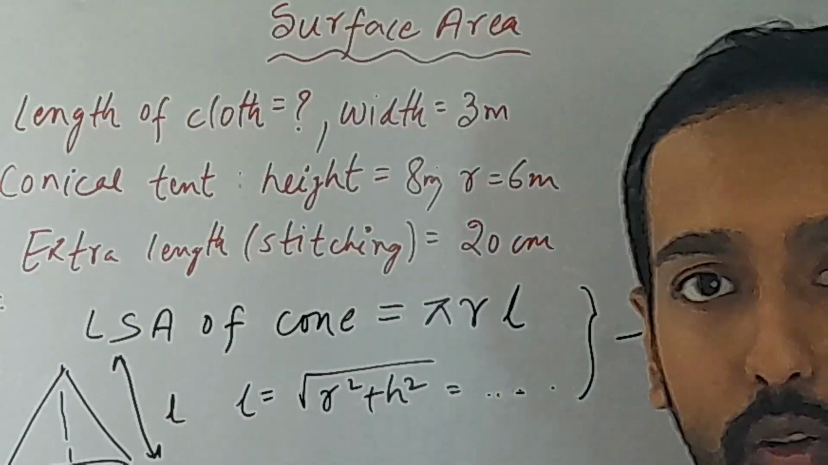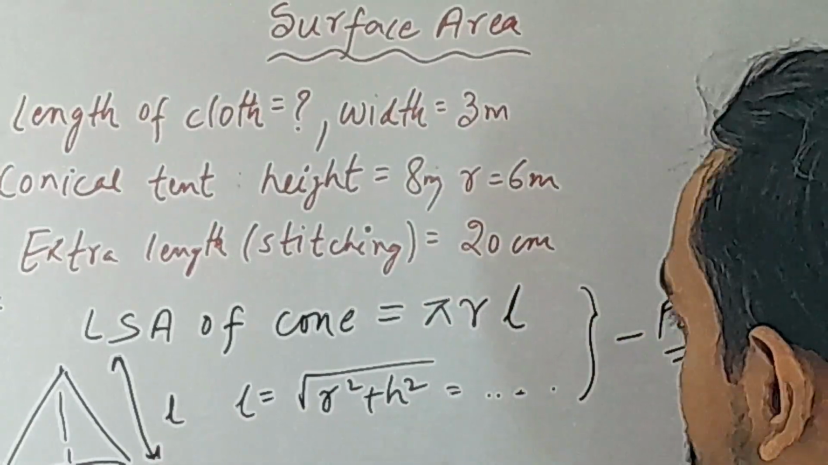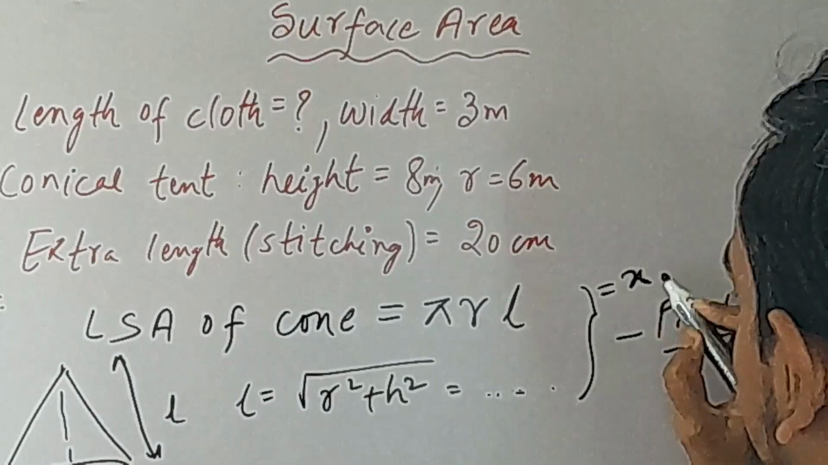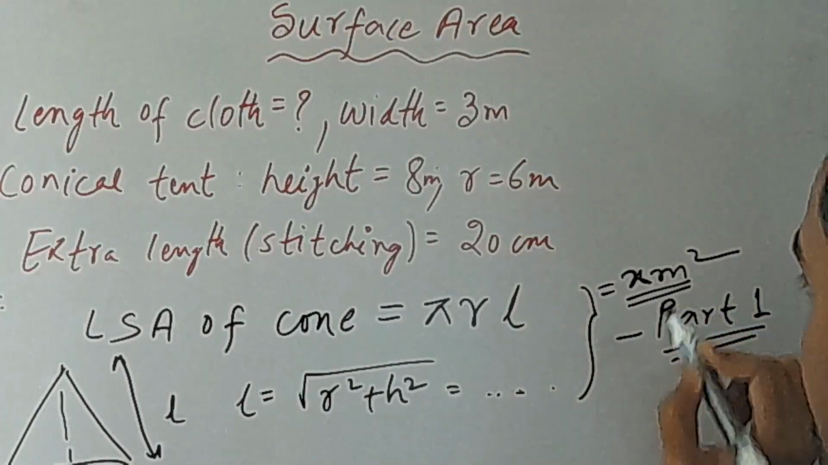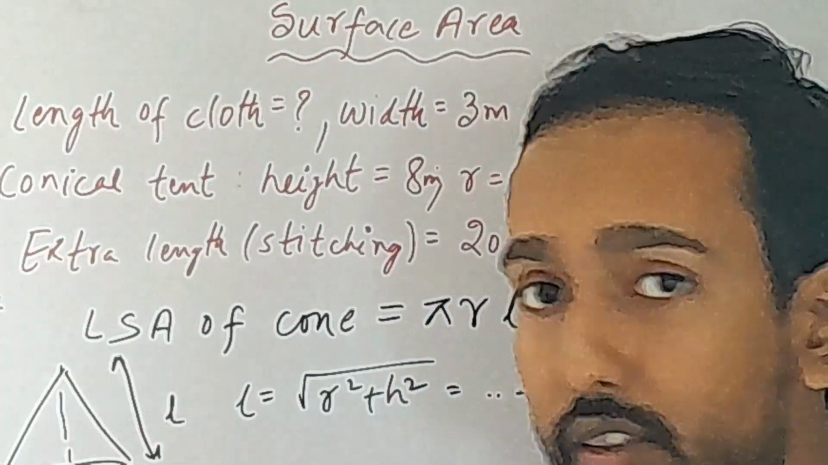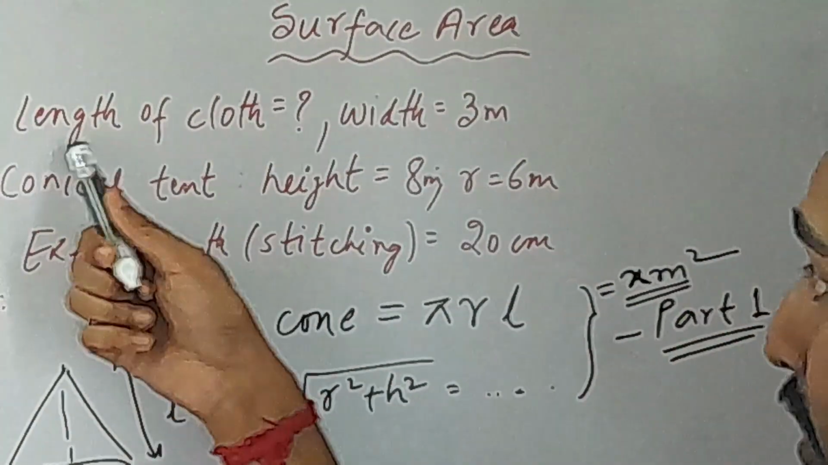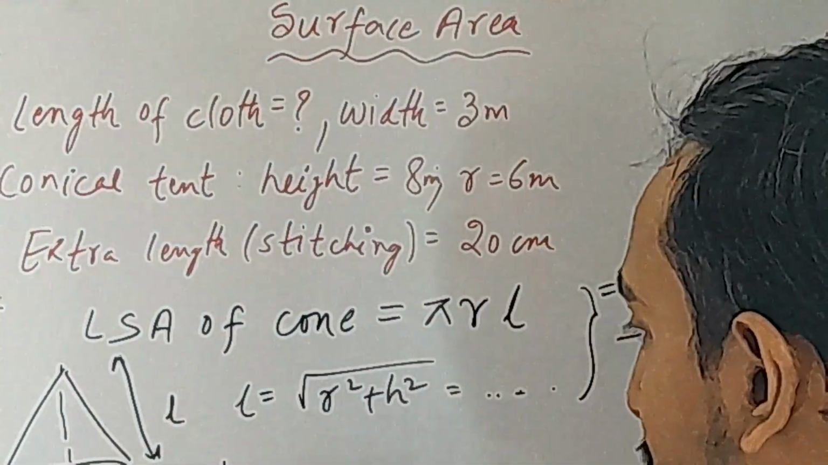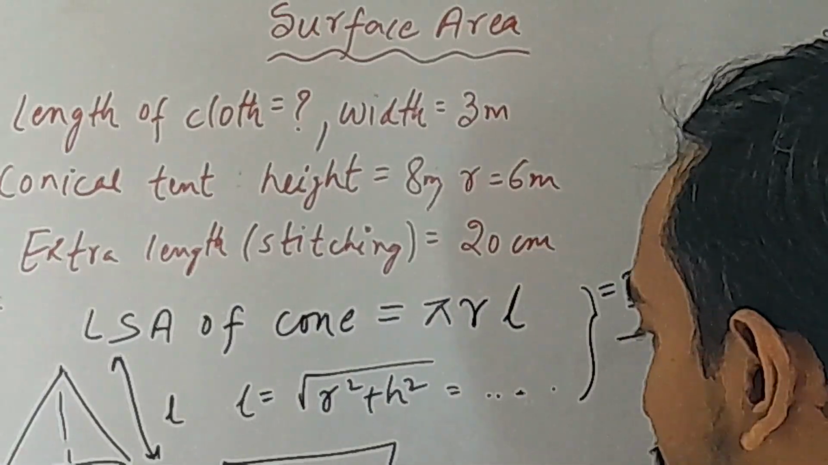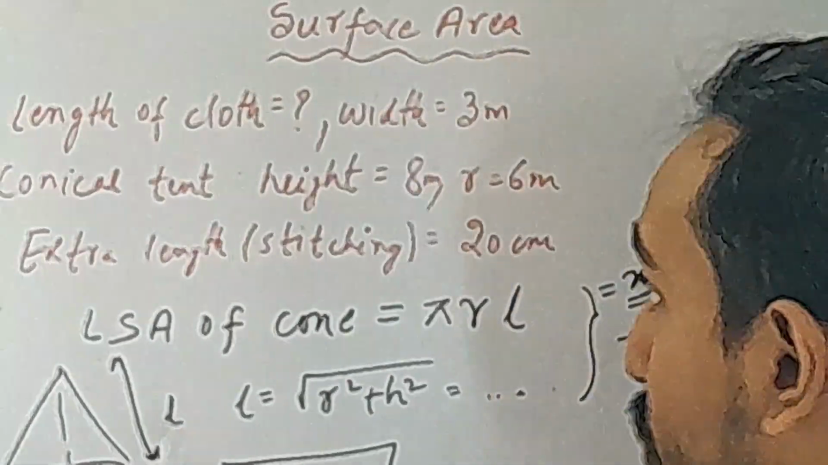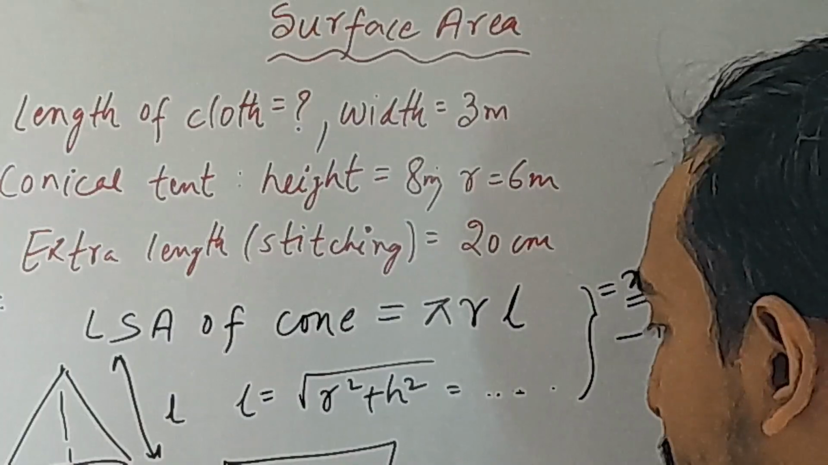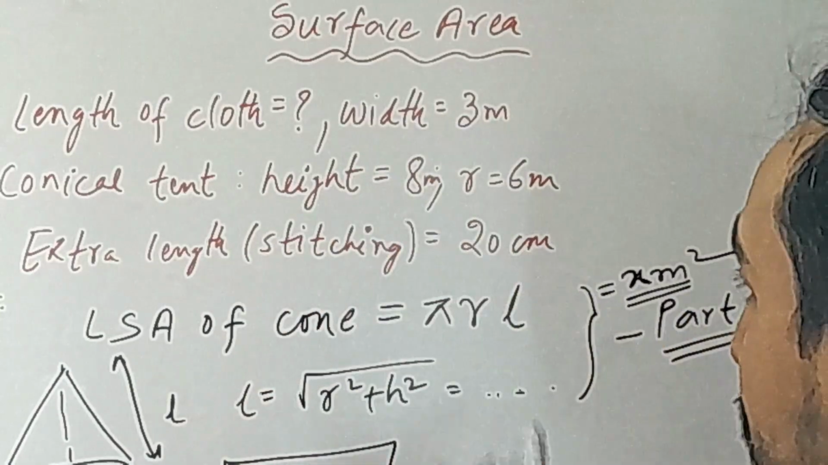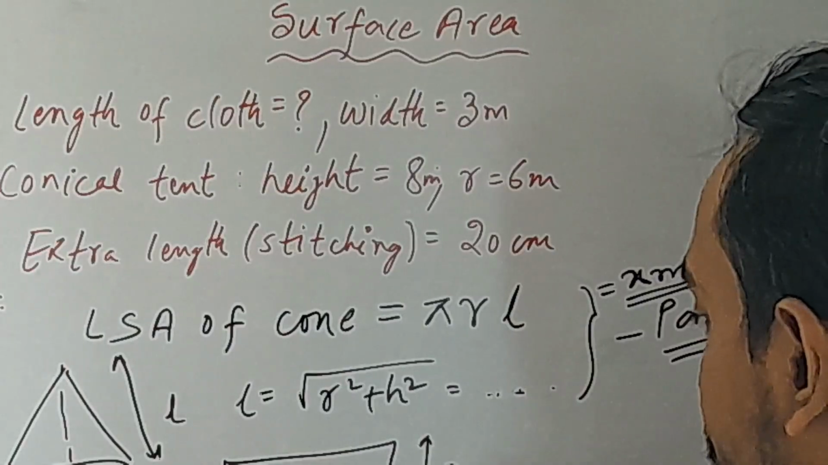Suppose the lateral surface area of the cone comes out to be x centimeter square. Sorry, x meter square, because the dimensions are given in meters. Now, since the area has been found, and here we are using cloth which is in the shape of a rectangle, whose length we have to find out, I have denoted it by y, and the width of the cloth is given as 3 meters.